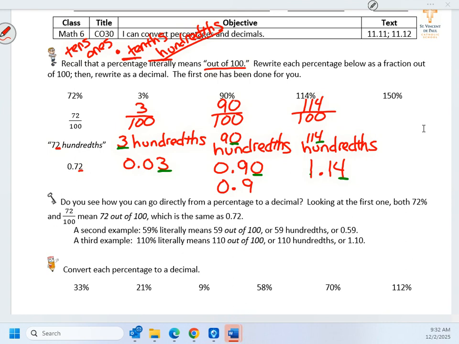Next we have 150%. What does that fraction look like? Haley? 150 over 100. And we call that 150 hundredths. What does that decimal look like?